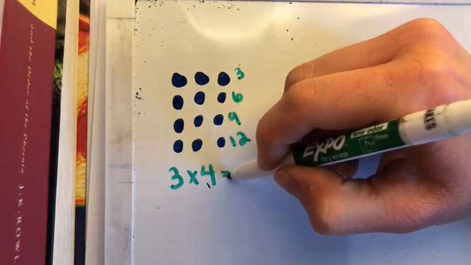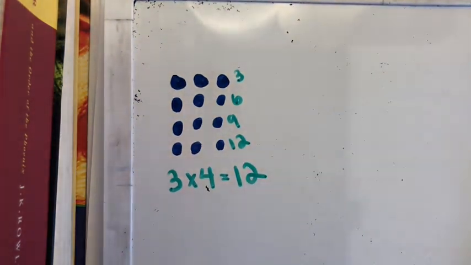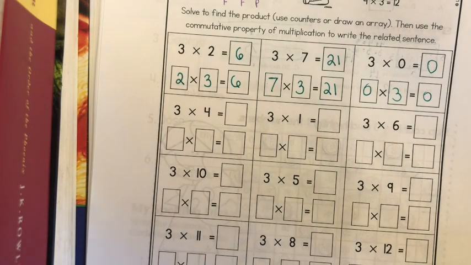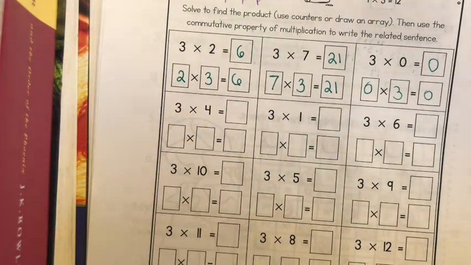3, 6, 9, 12. 3 times 4 is 12. Again, it's just like saying 3 plus 3 plus 3 plus 3. That's just a lot of extra writing that we don't need. So we're gonna go back to our worksheet. We're right here, 3 times 4.